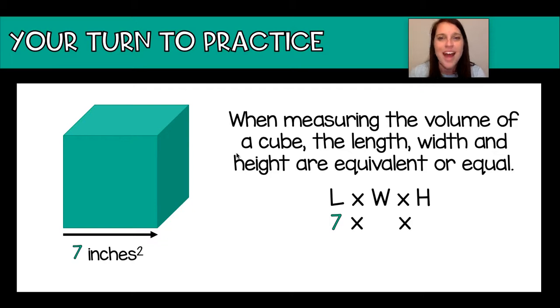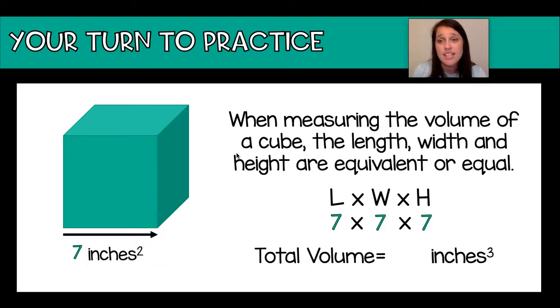Oh, so glad you're back. Let's check it out. We've got a 7 as a length, a 7 as a width, and a 7 as a height. So when you calculate these 7s, you get a total of 343 cubic inches.